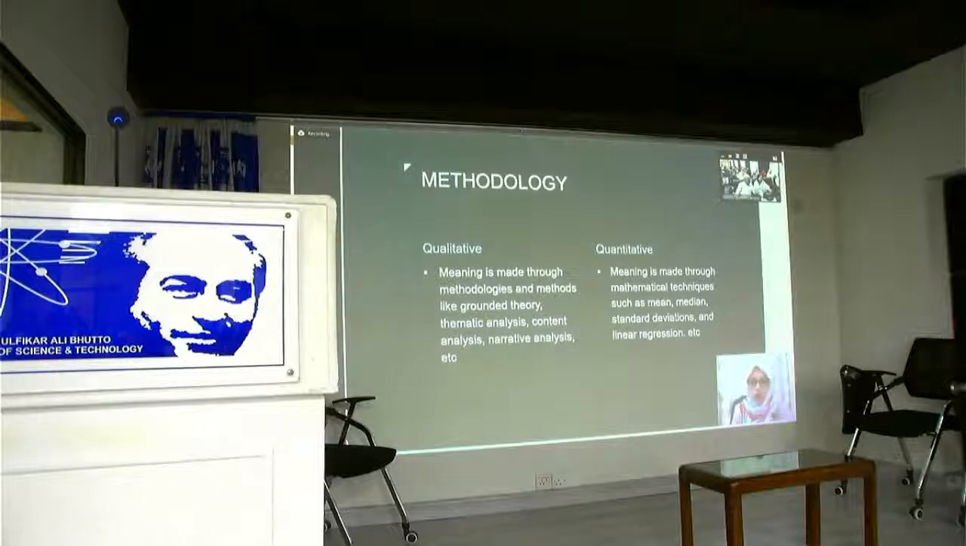We need to know what is qualitative. Qualitative is that meaning is made through methodologies and methods like grounded theory, thematic analysis, content analysis, narrative analysis, and so on. While quantitative is a method whereby meaning is made through mathematical techniques such as mean, median, standard deviations, and linear regressions, etc.